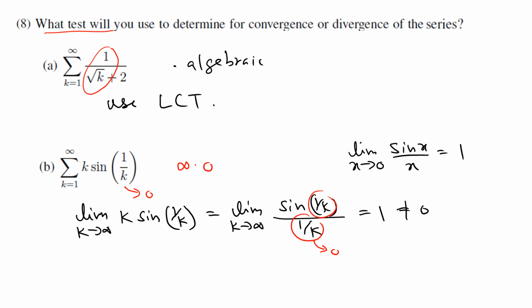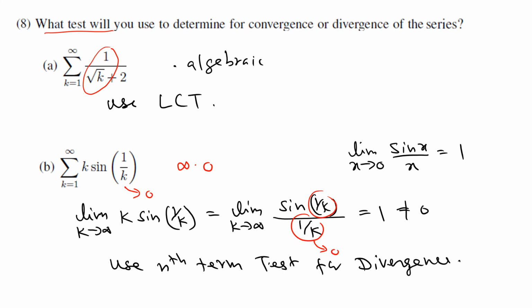That means this is not equal to 0, so because the series diverges, we're going to use the nth term test for divergence. Sometimes we just call it the divergence test. Good. Okay, so the next one.